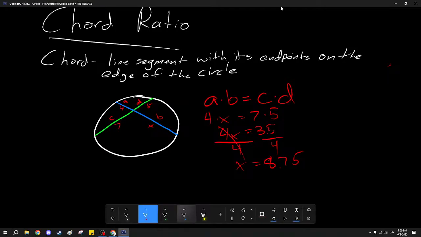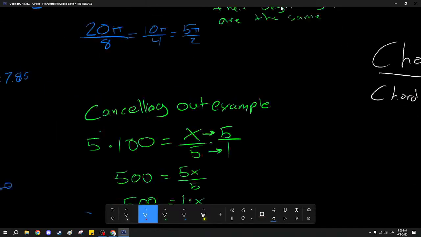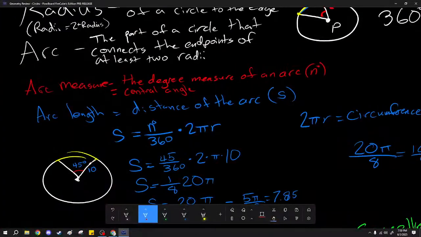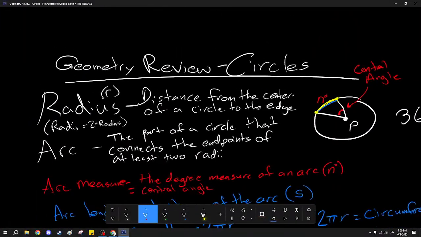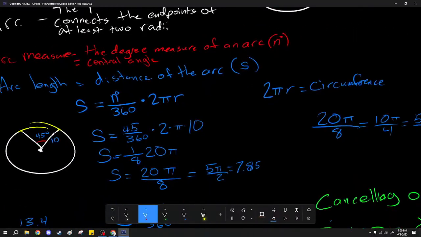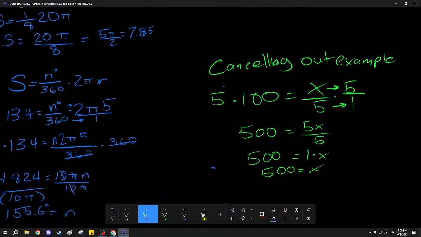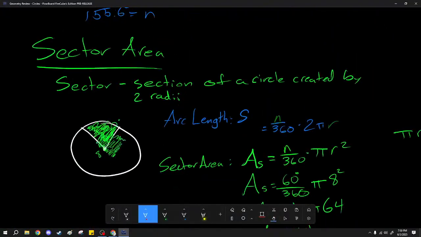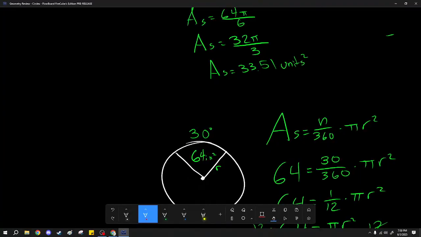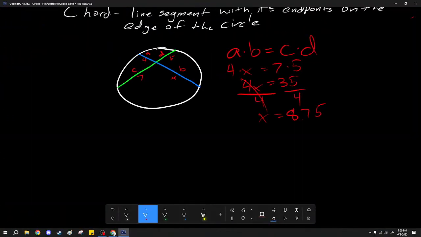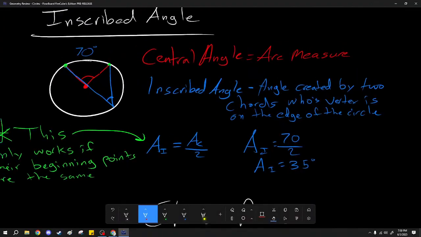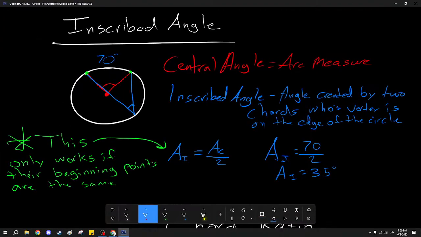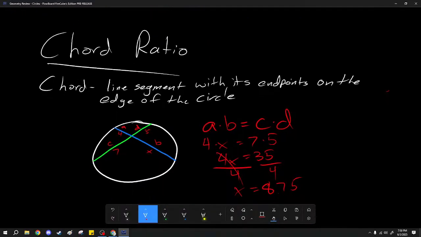On my students' tests, there's only going to be a couple problems like this. Everything that has gone over today in this about an hour-long stream is essentially all that's needed for the circles section of the test. We went over radius, arcs, arc measure, arc length. A quick summary on how to cancel things out. We did sector area, a couple examples of that. We jumped over to a new topic, which was inscribed angles, how they interact with central angles, and the simplest chord ratio.